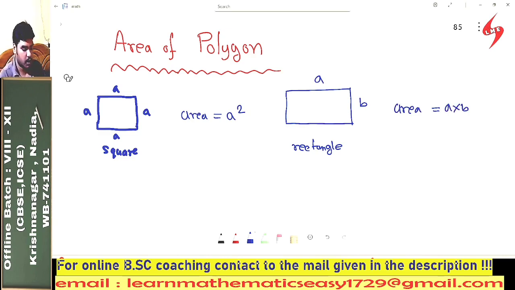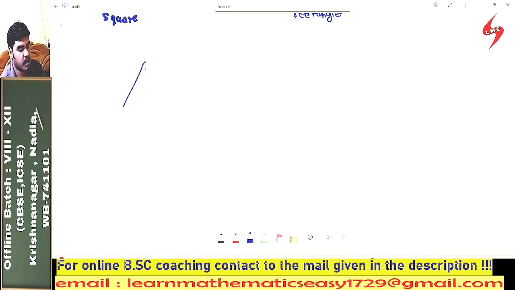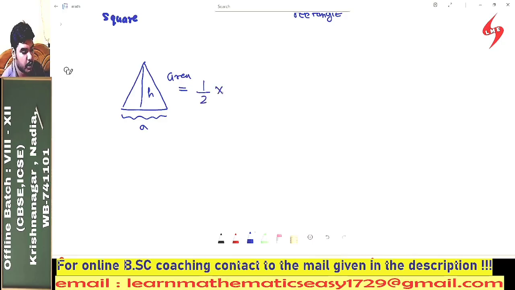Next, if I have this triangle and I know the base is a and the height is h, then the area is half into base into height, like this, half into height into base.